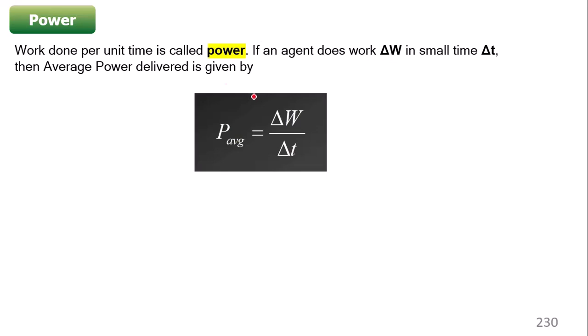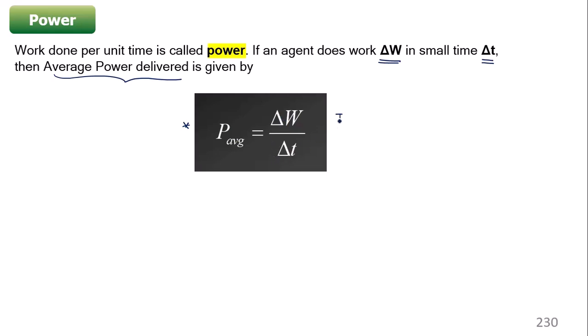There are two terms of the power. One is called the instantaneous power, another is the average power. Initially we will calculate the value for average power. So what is average power? Let us say delta W is the total work done, and in order to do that work, delta t amount of time is required. So average power delivered by the force is delta W by delta t. In the numerator it is work and the denominator is the time.